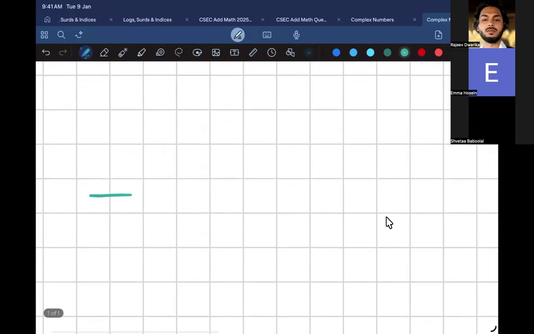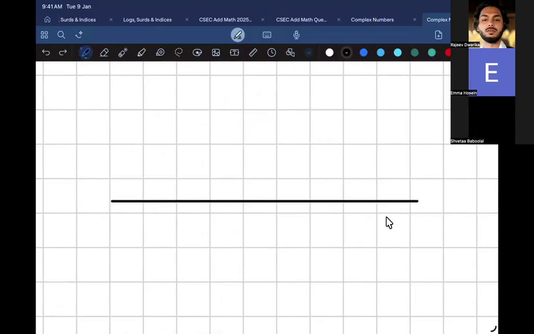So let me just say you have a number line, right? So we have a number line here. This is zero, as you guys would know, and this is all the positive numbers on this side. So that'll be one, two, three, four. Over here will be -1, -2, -3, -4, etc.